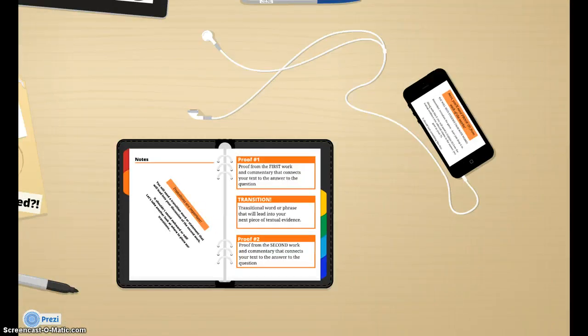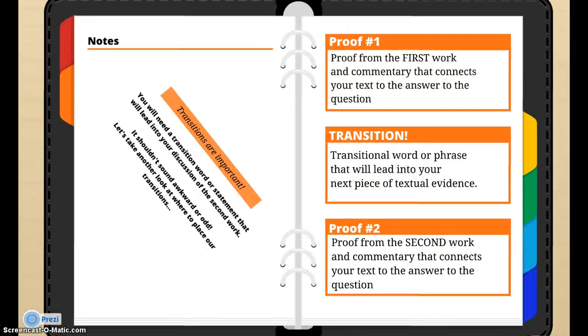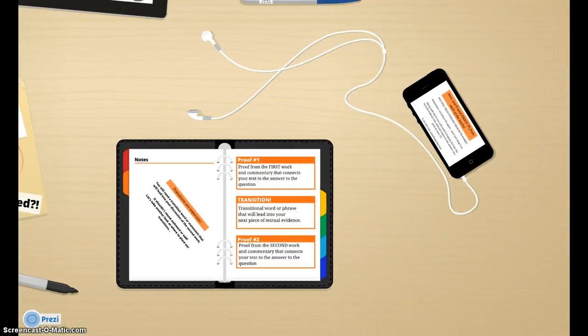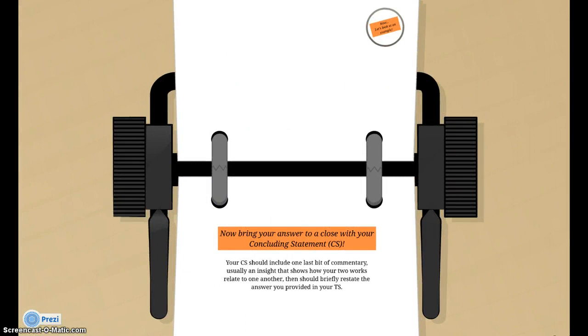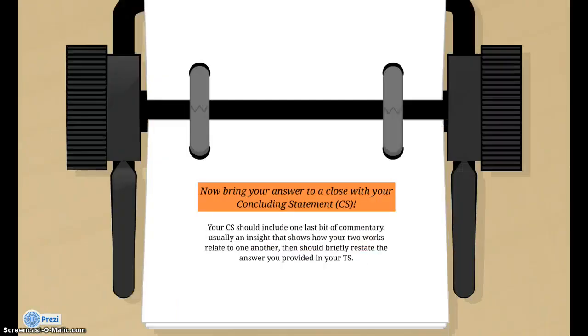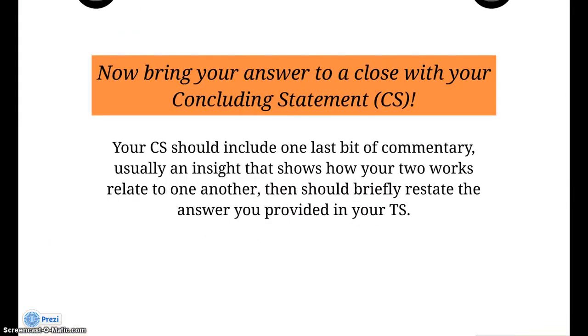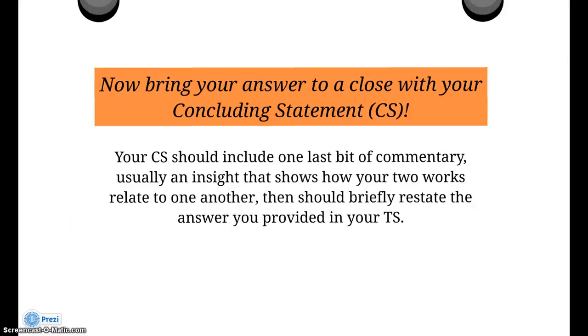So you would have your proof, or your quote, from your first one, and then a little bit of commentary or explanation, and then you'd have a transition word, like in addition, and then you would have your other quote, and then your explanation or commentary that's going back to connect that to your answer. So it's going to be longer. And then at the very end, you might want to include one last commentary or concluding statement that ties them both together. Usually you're looking at how those two works really relate to each other, and then you might want to restate what you said in your answer or your topic sentence in different words.